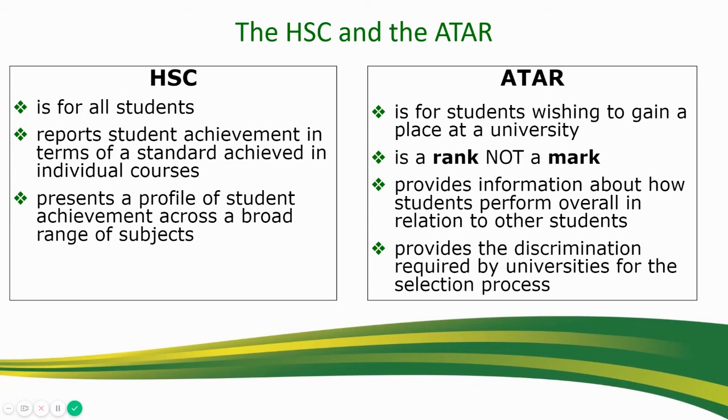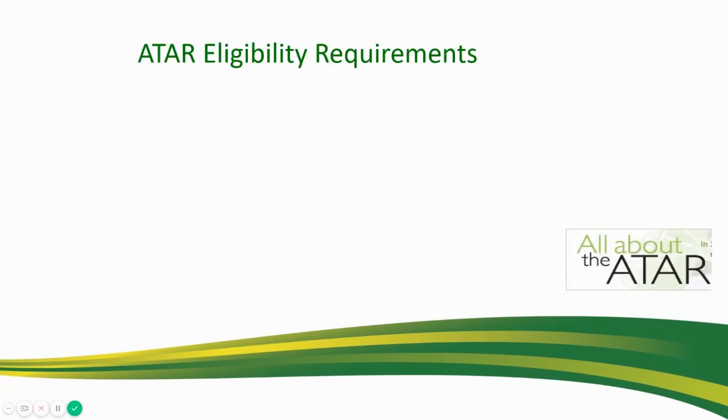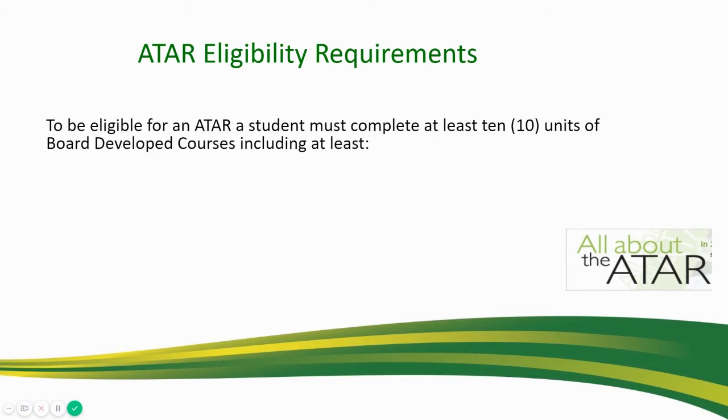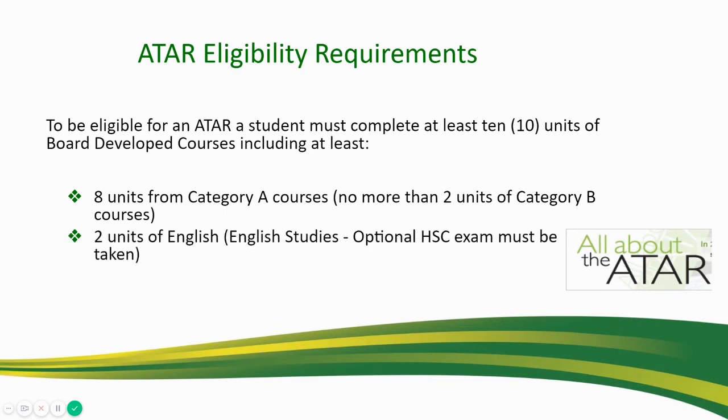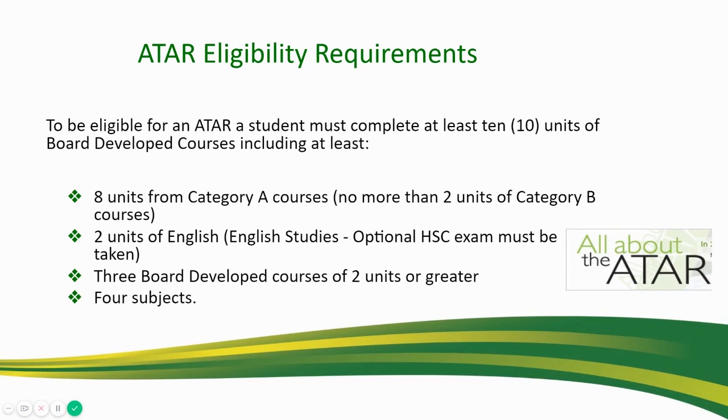Now, ATAR requirements: you must have at least 10 units of Board developed courses, and in that you need to have at least 8 units from Category A courses and no more than 2 units from Category B. 2 units of English. If English Studies is chosen, the optional HSC exam must be taken. 3 Board developed courses of 2 units or greater, and 4 subjects.